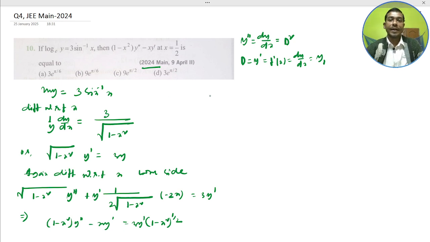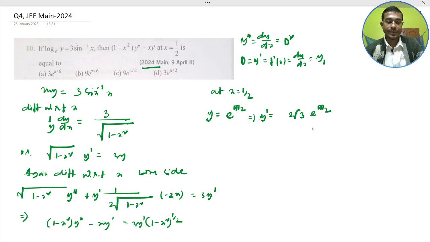Next, given at x equal to half, put this value. So y equal to what? e to the power pi by 2. That means y dashed equal to 2 root 3 e to the power pi by 2. Therefore, 1 minus x square y double dashed minus x y dashed, that is equal to 3 into 2 root 3 e to the power pi by 2.